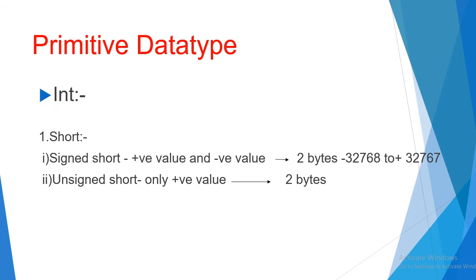Firstly, we will see primitive data types. Primitive data types contain four basic data types. The first is integer, second is character, third is float, and fourth is void.